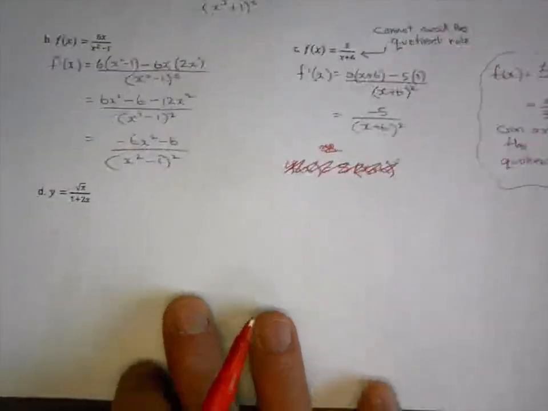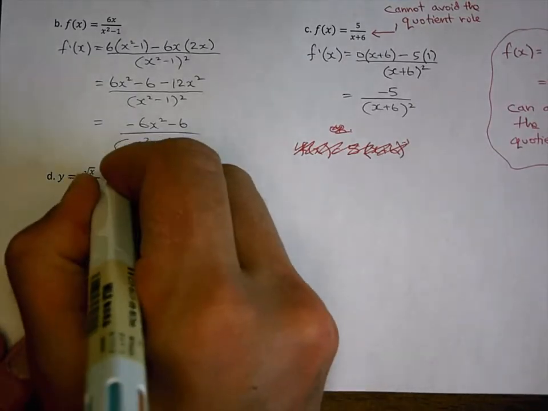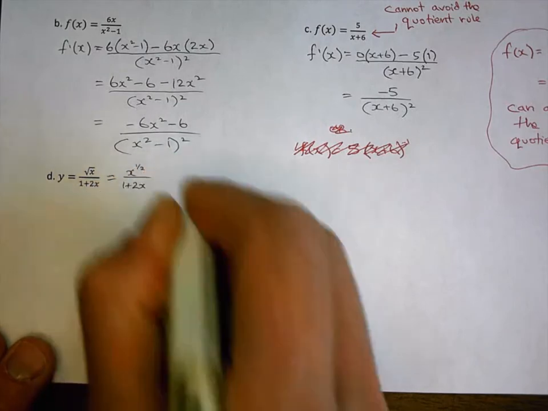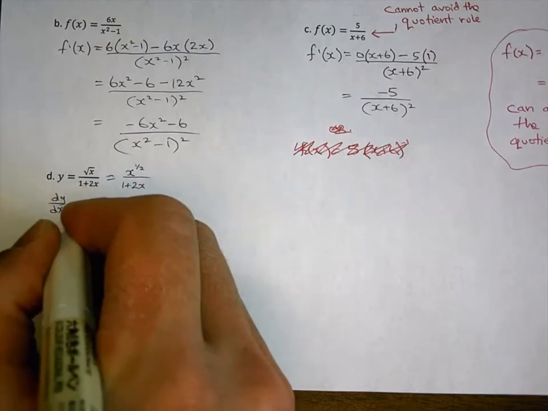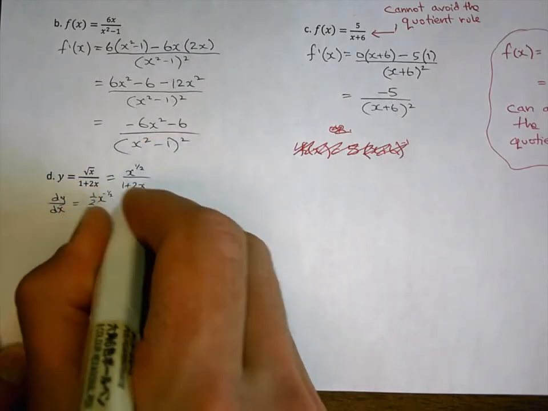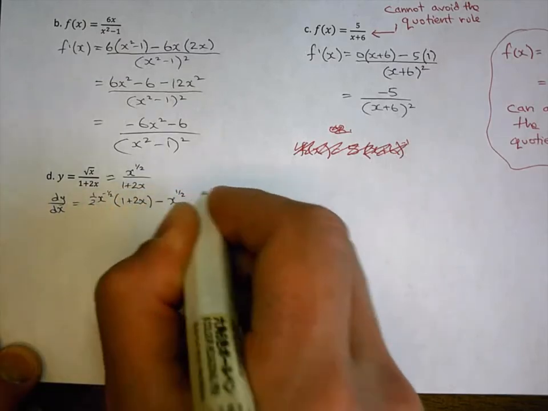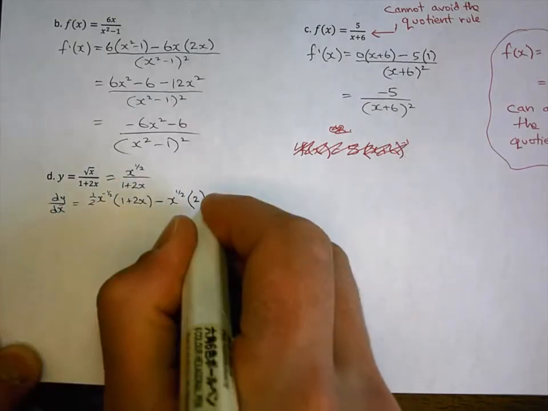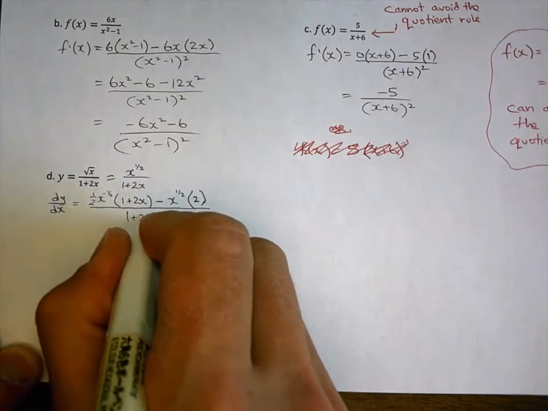Okay, let's do this next question. Okay, so again, I don't like the square root sign. I'm going to write x to the half over 1 plus 2x. Okay, here we go. Let's find the derivative, dy dx. So, derivative of the first thing, which is half x to the negative half, times the second thing, minus the first function, times the derivative of the second function, which is just 2. All over the second function squared.